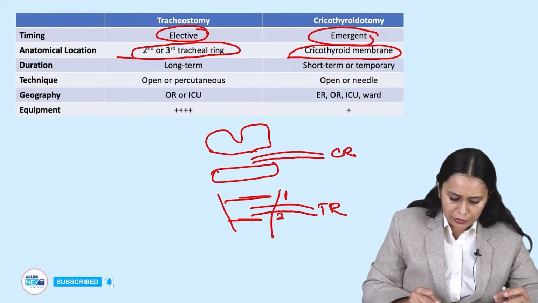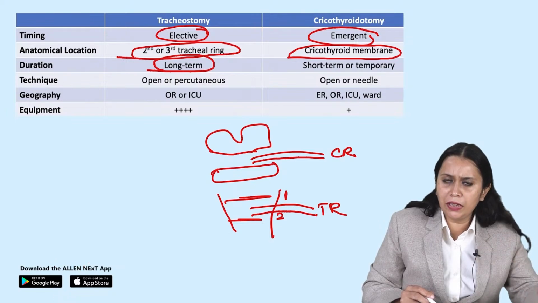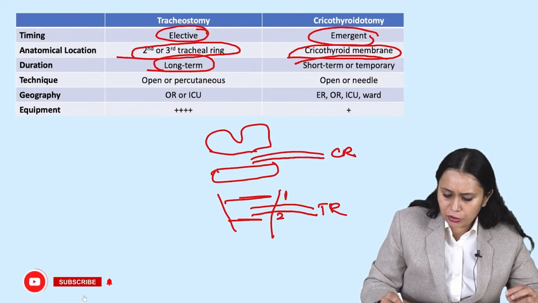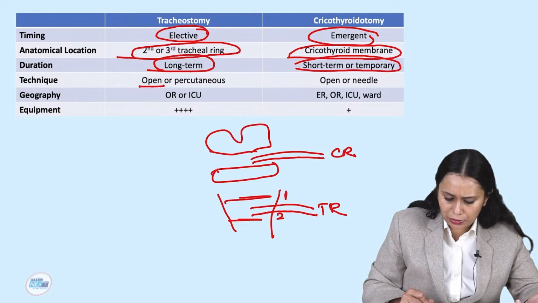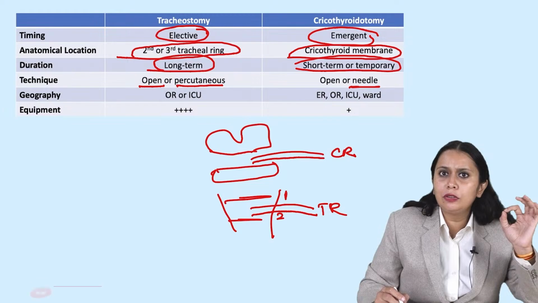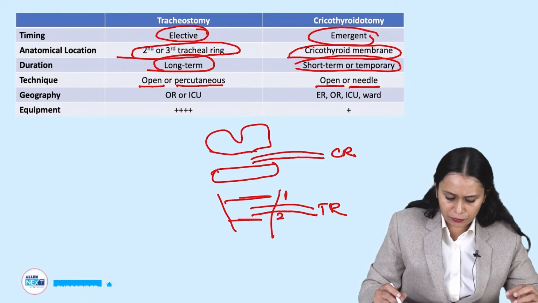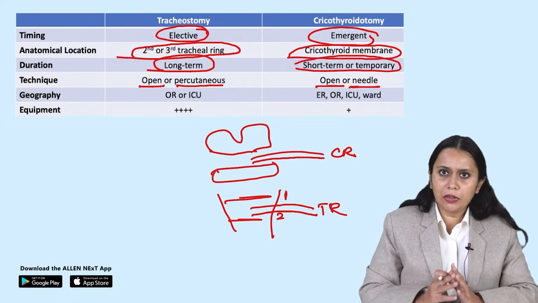So, if an image-based question is asked, a needle high up in the neck is crico. If the needle is low in the neck, it is tracheostomy. Got it? Then tracheostomy is a long-term thing. When we put a tracheostomy tube, we can keep it for a long time. And cricothyroidotomy is a temporary procedure. Then tracheostomy can be open, that is called surgical tracheostomy, or percutaneous. Crico, we can do needle cricothyroidotomy, or through a scalpel, we can do a tube cricothyroidotomy. Okay, so this is the difference between tracheostomy and cricothyroidotomy.